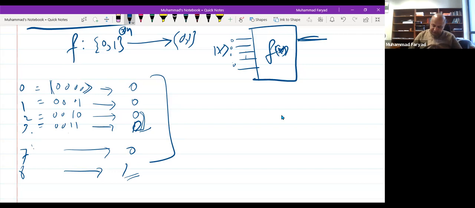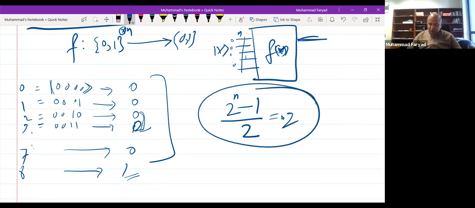So it means if there are n bits of inputs, I will need, in the worst case, at least 2 power n minus 1 divided by 2 number of queries. So this is the number of queries that you need classically to identify whether this is a constant or a balanced function. You forget this 1 because it's a small number, so you need 2 power n minus 1 queries in the worst case to find out if the function is constant or balanced.